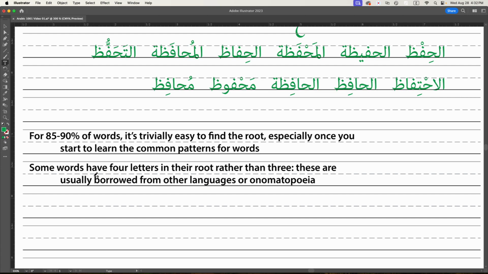Some words have 4 letters in their root rather than 3. Typically, this is because they're borrowed from other languages, notably Persian and Greek, and sometimes Sanskrit as well, and in the modern day, English and French and Italian and sometimes Spanish. So, for example, tarjama is the root for translation, and it's ta, ra, jim, mim. It's got 4 letters. There's not that many of these, and the ones that you need to know you'll get fairly quickly. They often also represent what we call onomatopoeia, which is making the sound that something makes. So qahqaha, for example, is to burst out laughing, or zilzal is an earthquake.